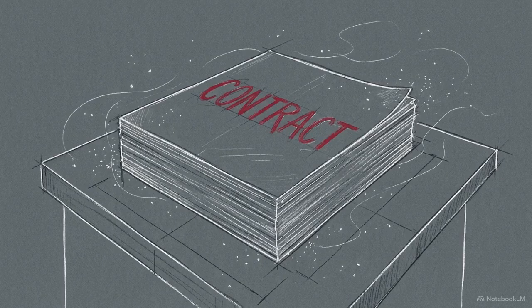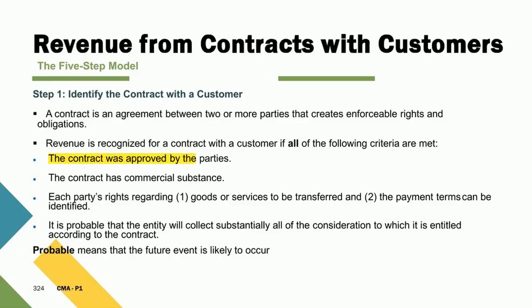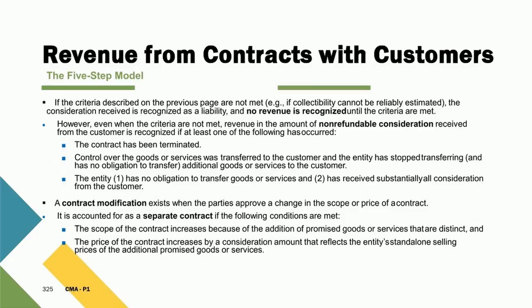Step 1 is identifying the contract. In financial reporting, a contract only exists if it meets a strict baseline of criteria, the most critical being the probability of collection. As the formal criteria show, a contract must be approved, have commercial substance, define the rights and payment terms, and present a high likelihood that the entity will collect the consideration it is entitled to. If those criteria are not met, for instance, if collectability cannot be reliably estimated, the cash received must be recognized as a liability. No revenue is recognized until the criteria are satisfied.